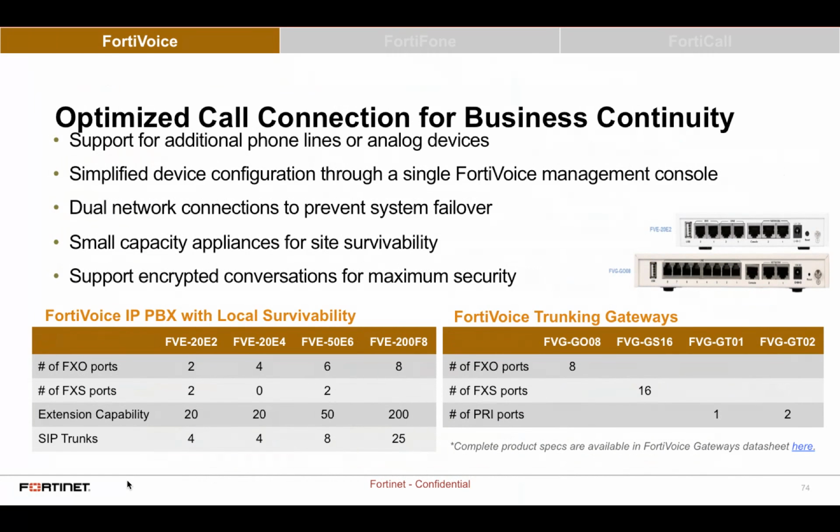Moving on to the gateways, we have different types of gateways. We have traditional ones, if you've got traditional lines connecting. Before I move on to the gateway, you can look at the entry models. If you see FEE 2E and FEE 4E, the main difference with 2 and 4 is the number of FXO lines, or traditional telephone lines, that you can connect on the PBX. And FEE 6 and 8 is basically the capacity of FXO lines that you can directly terminate on our IP PBX.